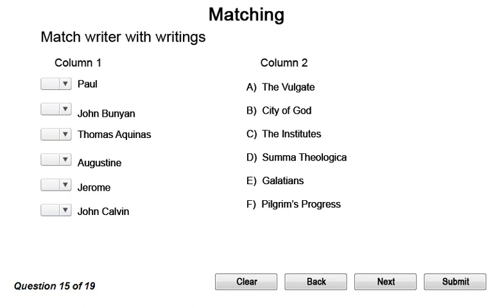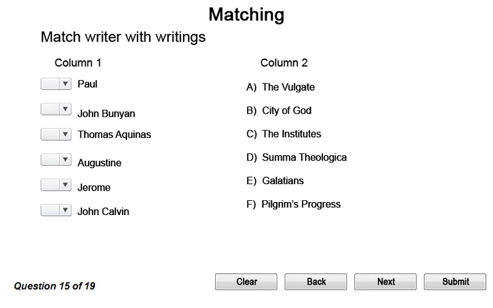We want to match the writer with the writings. The Vulgate. Who wrote the Vulgate? That would be Jerome. He translated the Old and New Testament into the Vulgate, the Latin. City of God, that would be St. Augustine.